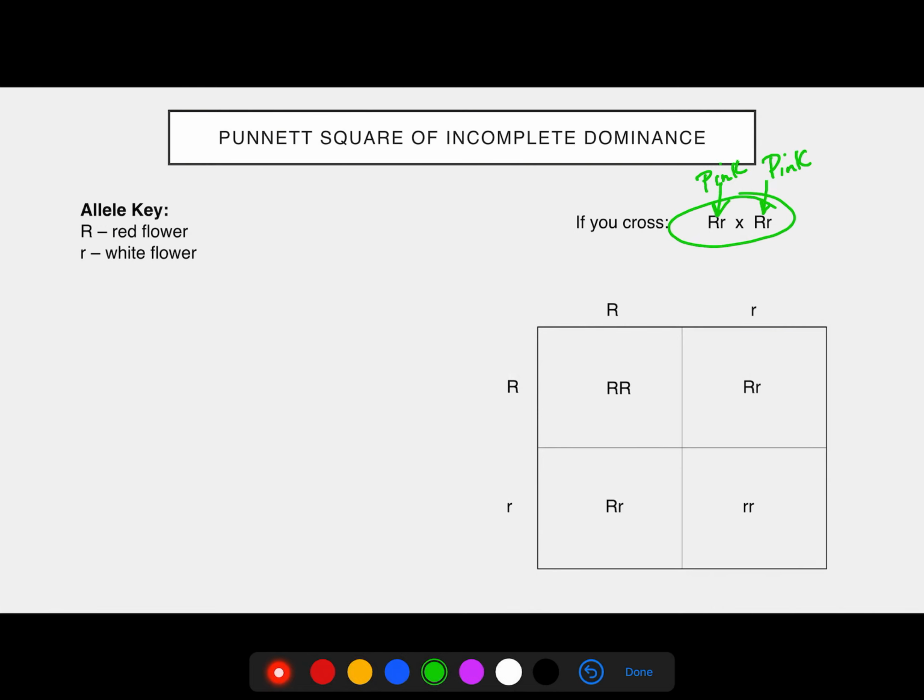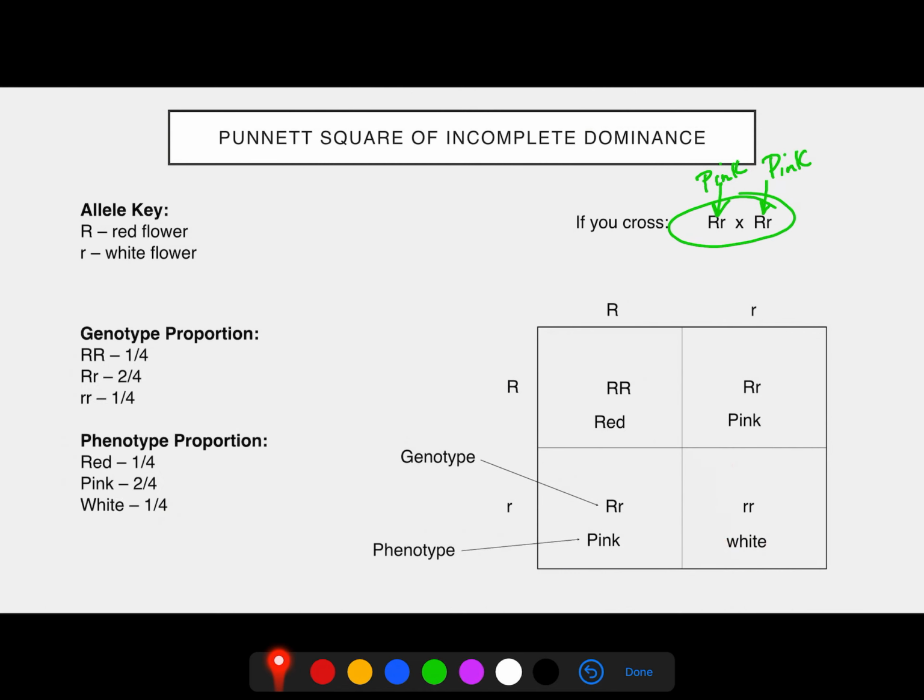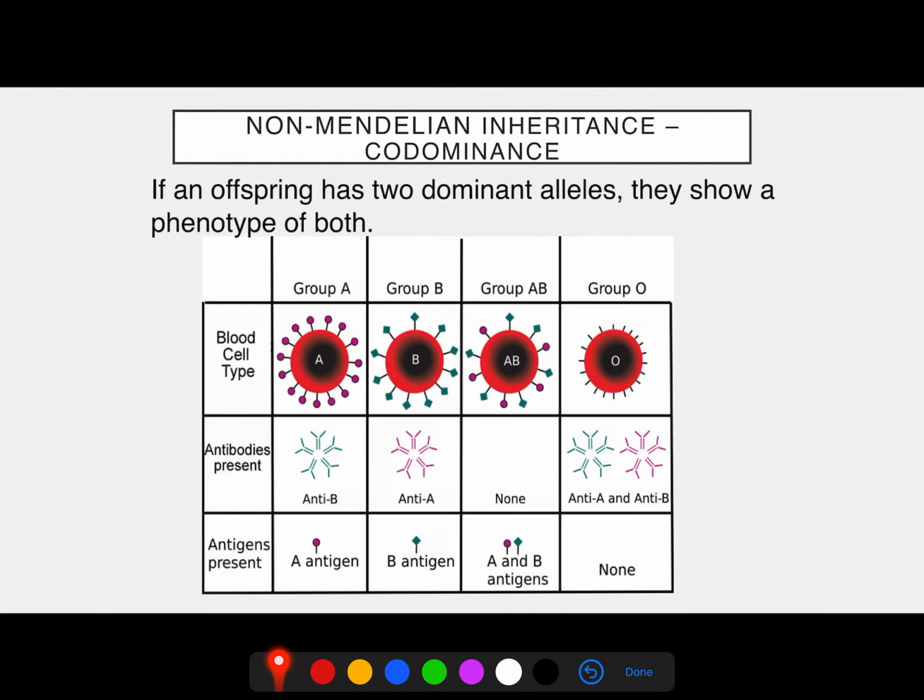What color is this offspring going to be now? You had 2 pink parents. What's this guy going to be? Well, it turns out it's going to be red. Then these guys right here will be pink. This will be white. So this is another example of what incomplete dominance might look like. You can do some proportions of genotypes versus phenotypes, if you will. Really easy to mathematically determine those.